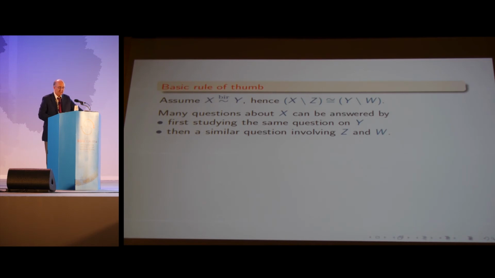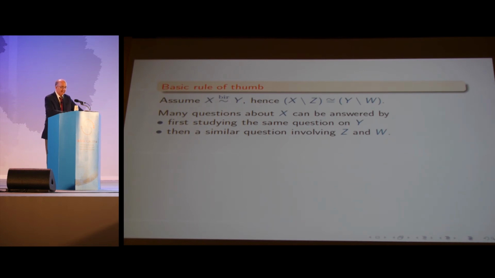And the basic rule of thumb in higher dimensional birational geometry is that many questions about an algebraic variety X can be answered by first studying the same question on some other variety that is birational to it, and then we answer a similar question on the lower dimensional algebraic sets Z and W.